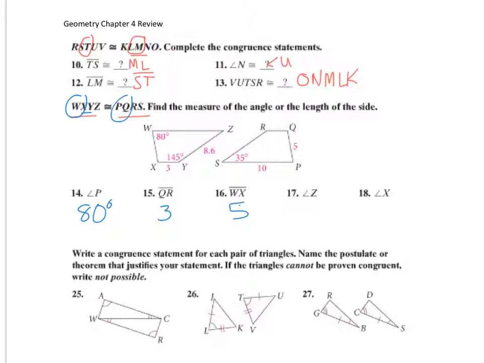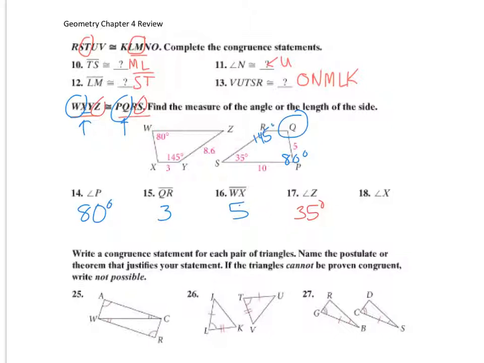Angle Z matches up with angle S, which is 35 degrees. And angle X matches up with angle Q. So in this, I don't have angle Q over here, but I know that P matches up with W, so that's 80 degrees. And I know that R matches up with X, so that's 145 degrees.